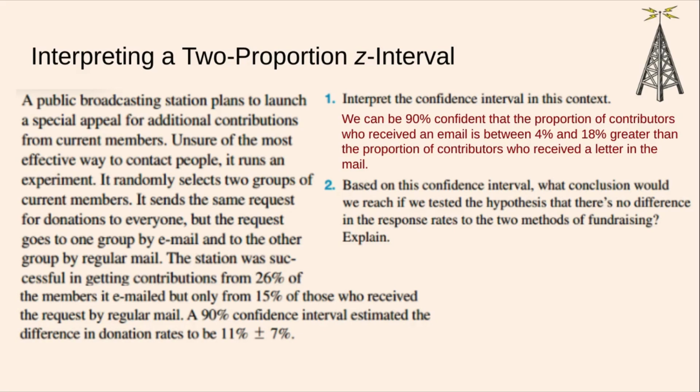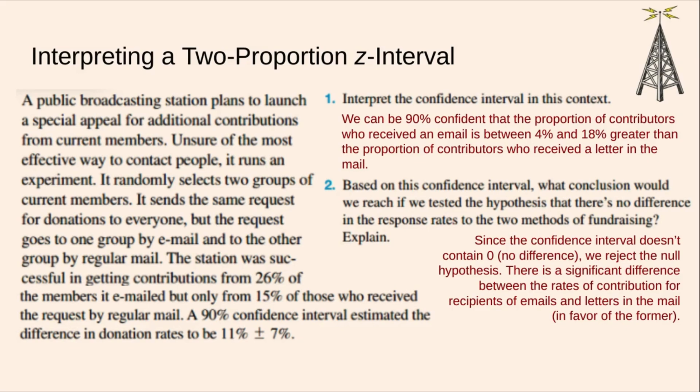All right, here we go. Since the confidence interval doesn't contain 0, that is, no difference, we reject the null hypothesis. There is a significant difference between the rates of contribution for recipients of emails and letters in the mail in favor of the former. In other words, if our confidence interval yields between 4 and 18% in favor of the emails, then there is definitely a difference in how often we get contributions from those two groups. So we would reject the null hypothesis of no difference and side with the alternative that there is definitely a difference in favor of the emails.